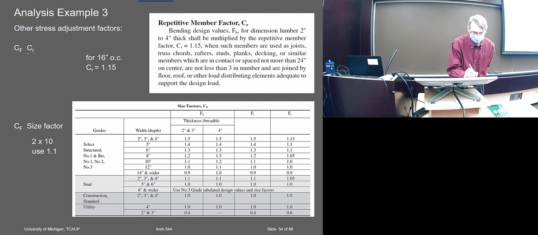It is repetitive. These are the rafters, so we get to use 1.15. It is apparently a 2x10. Seems to be our favorite piece. Seems like every example we do is a 2x10. Number 2, a 2x10. Okay, so that gives us this guy here, 1.1.